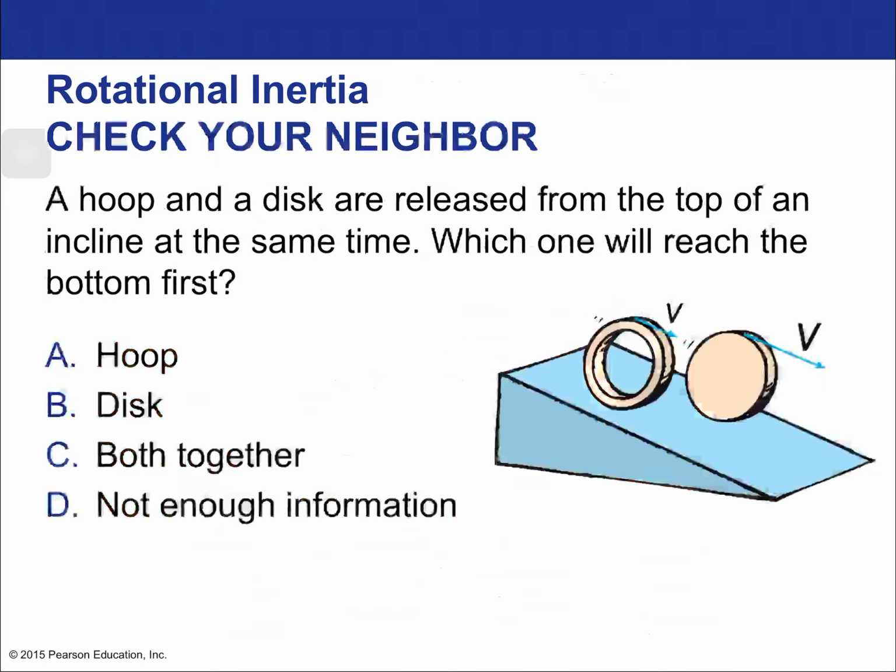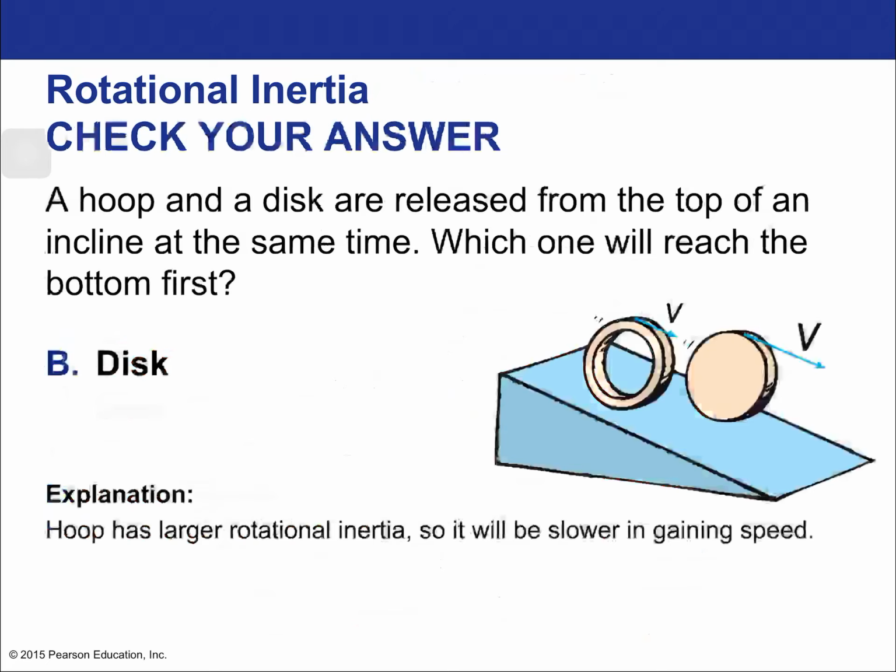Okay? So, a hoop and a disc are released from the top of an incline at the same time. Which one will reach the bottom first? Well, it's the one that has the smaller moment of inertia, because the object with a smaller moment of inertia is easier to move from rest. It resists changes in its motion less. Remember the definition of inertia. And which one of these two shapes has the smaller moment of inertia? The disc, of course.